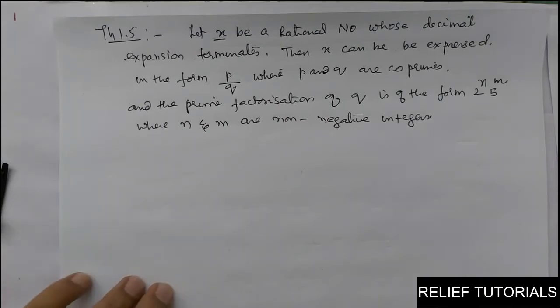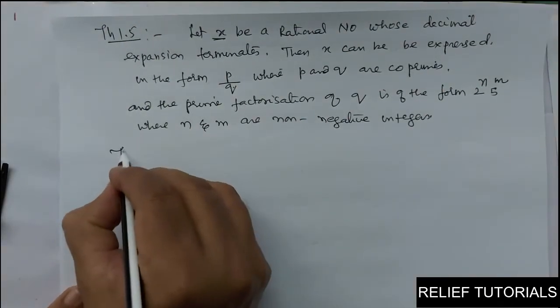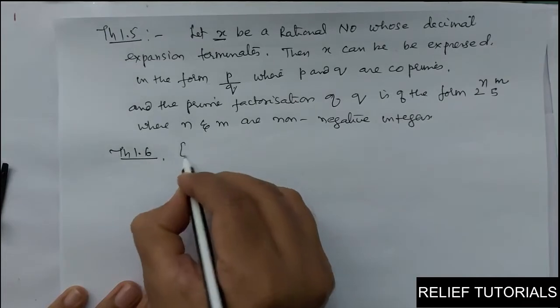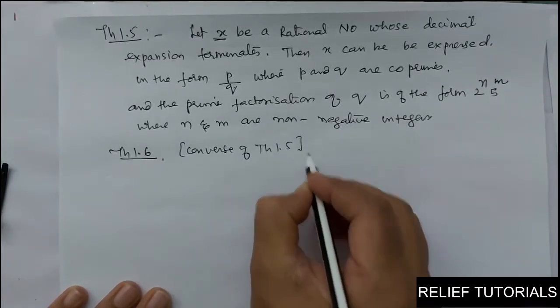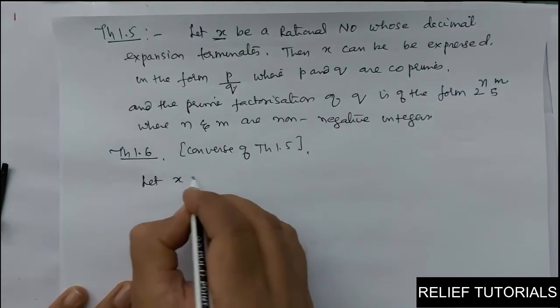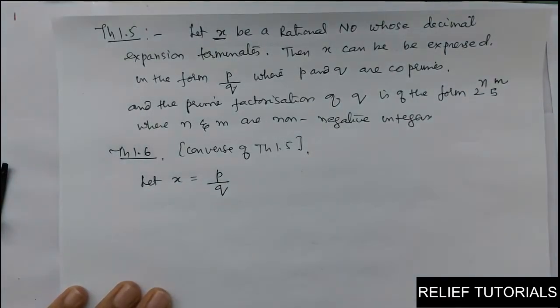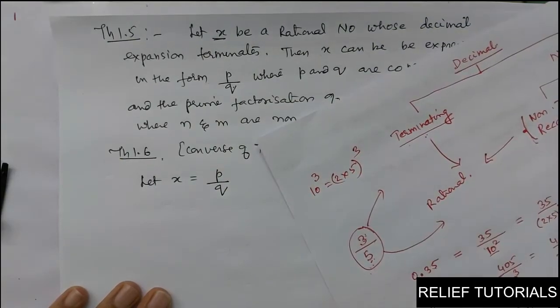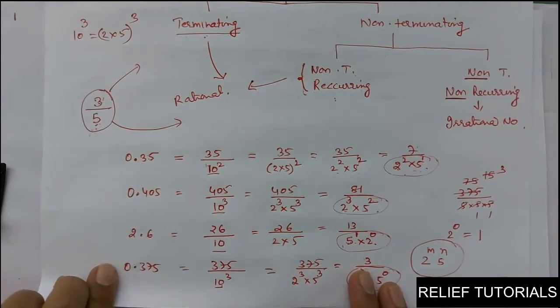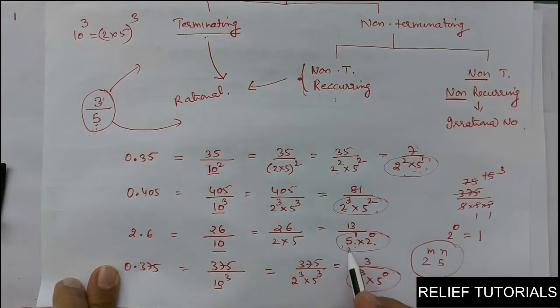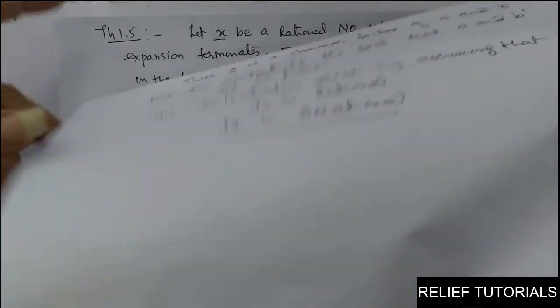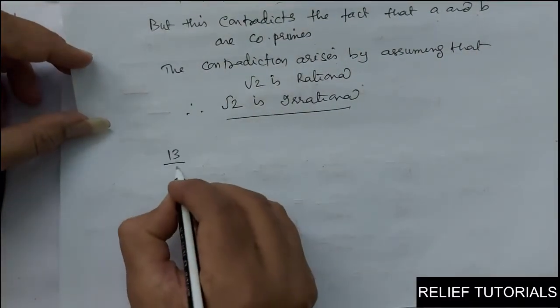This is the theorem. Now we will write the converse of this theorem. See, theorem 1.6 is the converse of theorem 1.5. Let x equal p by q. Same thing, I can take any one example here. See here, 13 by 5. This is p by q. So I will take one example here, 13 by 5.